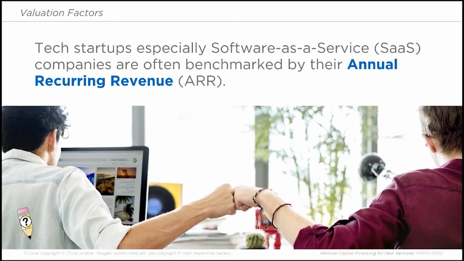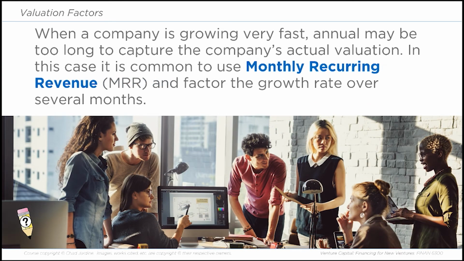Sometimes early-stage companies are measured by a multiple of their annual recurring revenue, or ARR. This is particularly common for technology and SaaS companies. When a company is growing very fast, however, an annual metric may not be sufficient to reflect its actual value. In that case, we use monthly recurring revenue, or MRR. In these cases, a growth rate is calculated by measuring the MRR over a period of several months.